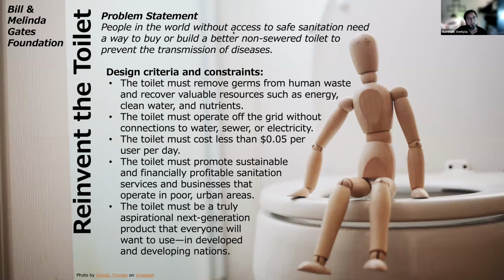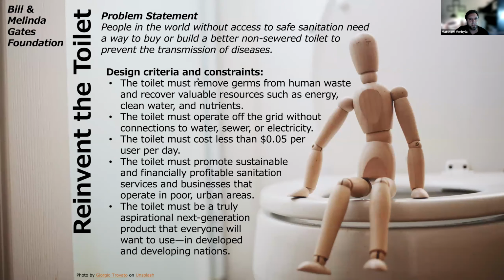So the problem statement for this Reinvent the Toilet Challenge was like you can see here. People in the world without access to safe sanitation need a way to buy or build a better non-sewered toilet to prevent the transmission of diseases, right? Again, in that problem statement, you can see the who, you can see the what, what do they need a way to do, and you can see the why, what's the desired outcome? Prevent the transmission of diseases.